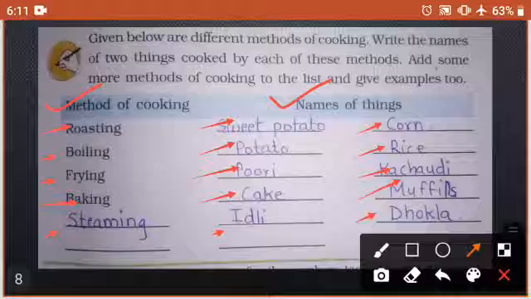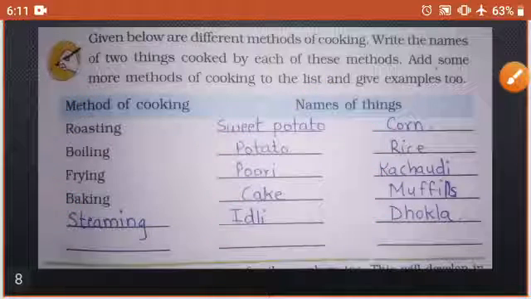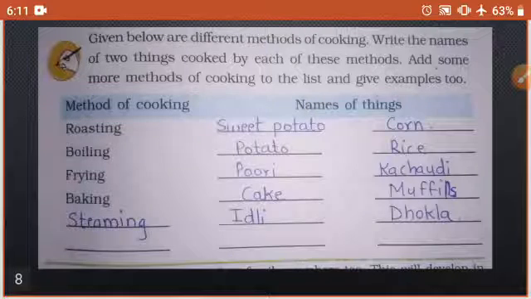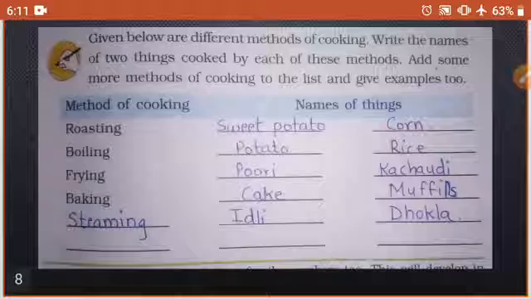So children, this is all for today. The remaining part of the lesson we will continue tomorrow. You have to complete the answers on page number 64 and 65 of your textbook, and also color the picture which they have given on textbook page number 63.